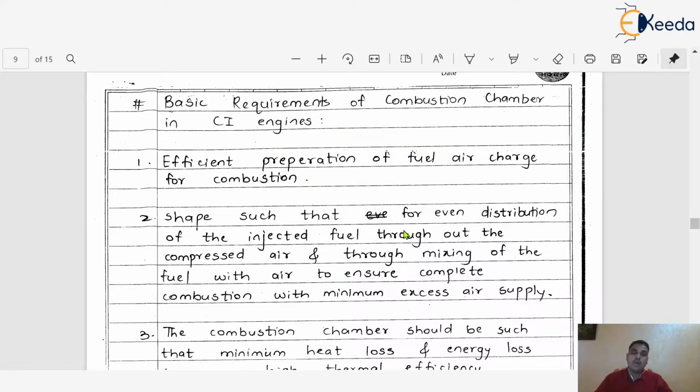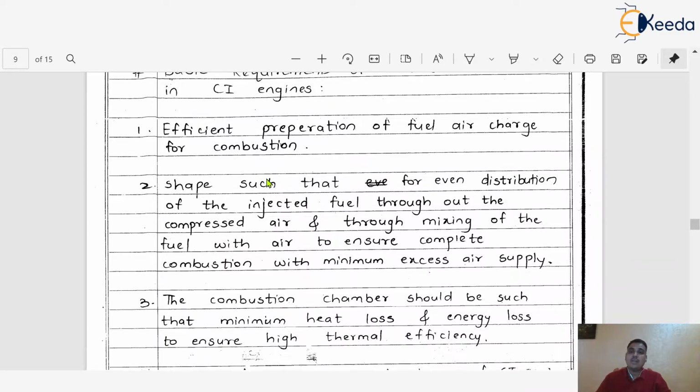Before going on to understand the different types of combustion chamber, we must understand the basic requirement of a combustion chamber. With the help of this, we are going to understand the different requirements of a combustion chamber in a CI engine one by one.